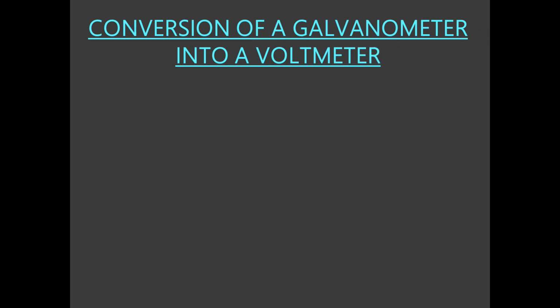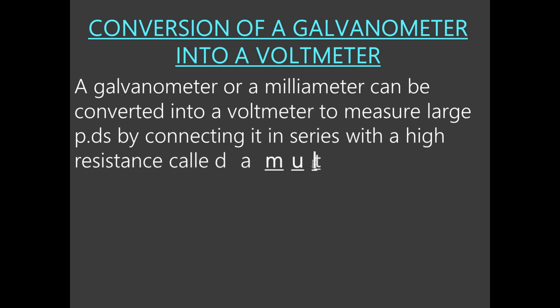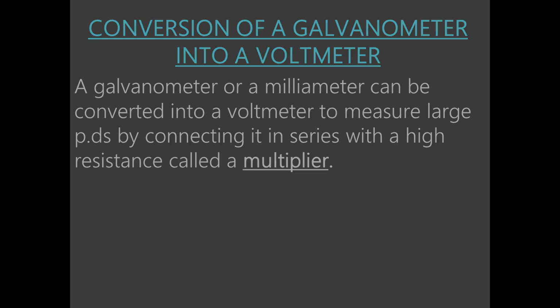Conversion of a galvanometer into a voltmeter. So remember, a galvanometer or a milliammeter cannot be used to measure large voltages. But how can you adopt it? How can you modify it to measure large voltages? So we connect with it in series a resistor of very high resistance, which has a special name. It's called a multiplier. So this is our galvanometer or the milliammeter or the moving coil meter.